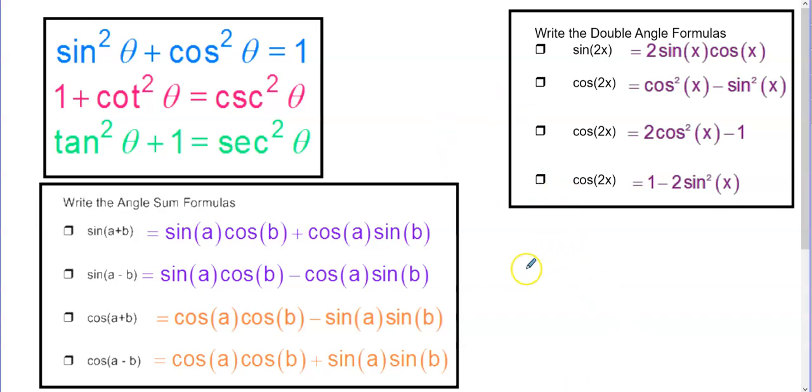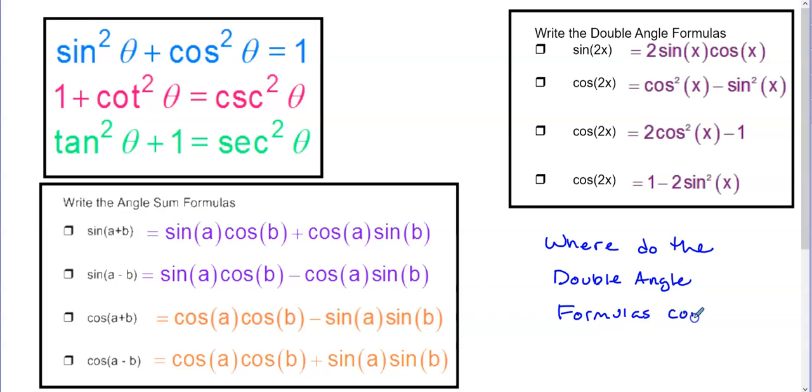Hello, and we are going to apply our formulas from trigonometry in order to figure out some different things. So the question is, where do the double angle theorems come from? Where do the double angle formulas come from?